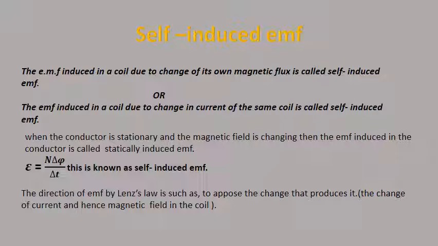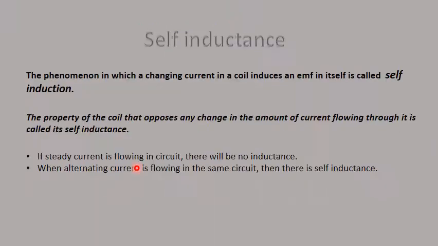Now what is Lenz's law? Lenz's law tells us that the induced effect always opposes the change that produces it, that is, the change of current and hence the magnetic field in the coil. So this is the change to which that induced current will oppose. Next thing is self-inductance. The phenomenon in which a changing current in a coil induces an EMF is called self-induction, and the property of the coil that opposes any change in the amount of current flowing through it is called self-inductance.